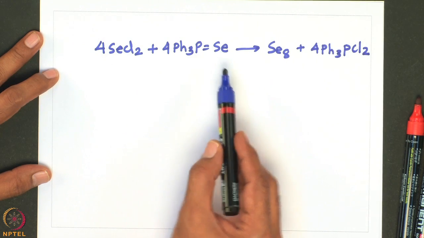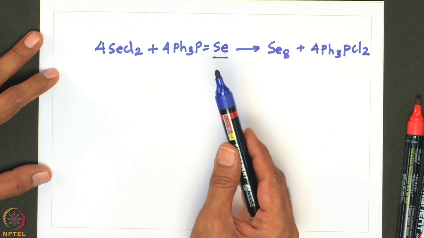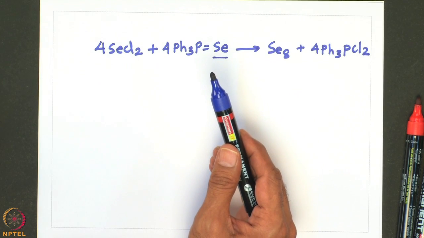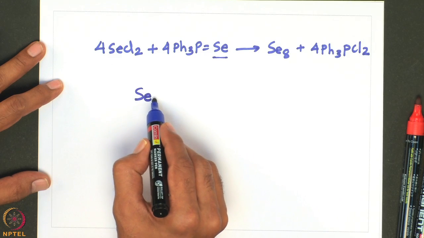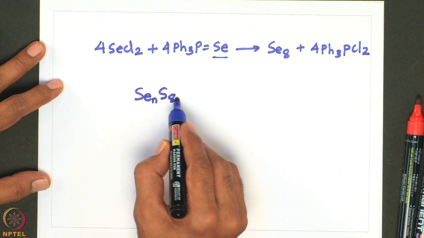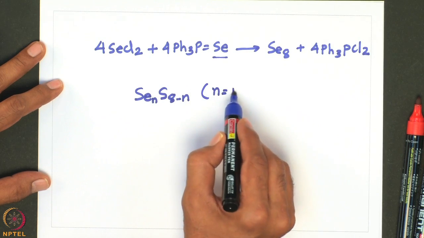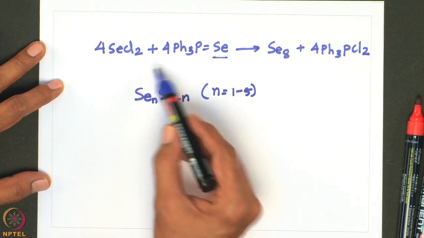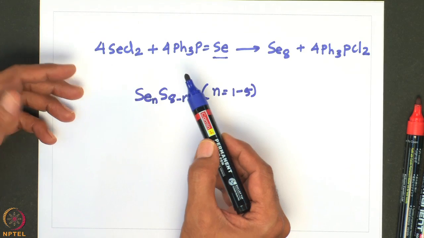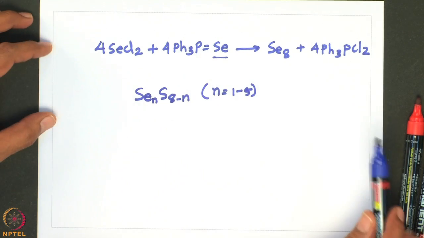In this case, if you substitute selenium with sulfur, one can make a series of mixed chalcogen compounds of this type. For example, SenS8-n one can prepare where n equals 1 to 5. So, that means this method gives a scope for the preparation of mixed chalcogen rings.